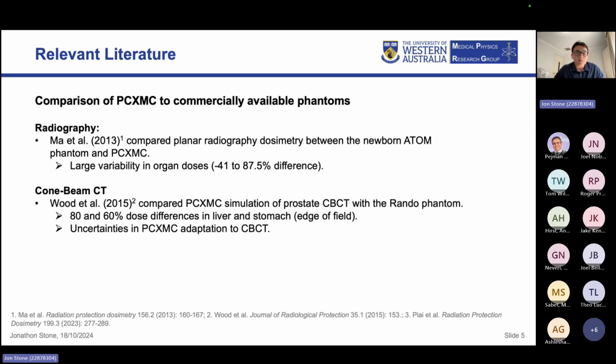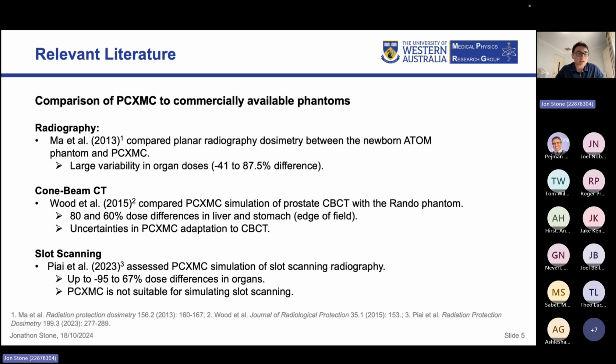For cone beam CT, Wood et al. in 2015 compared PCXMC simulation of prostate CBCT with the Rando phantom. Again, they found quite large differences of 60 to 80% in the liver and stomach. However, this was attributed to the edge of the field where the X-ray beam was different between the two modalities. So this raises some uncertainty in PCXMC's adaptation for cone beam CT, because remember PCXMC is for planar, but it can be adapted for rotational scripting as well.